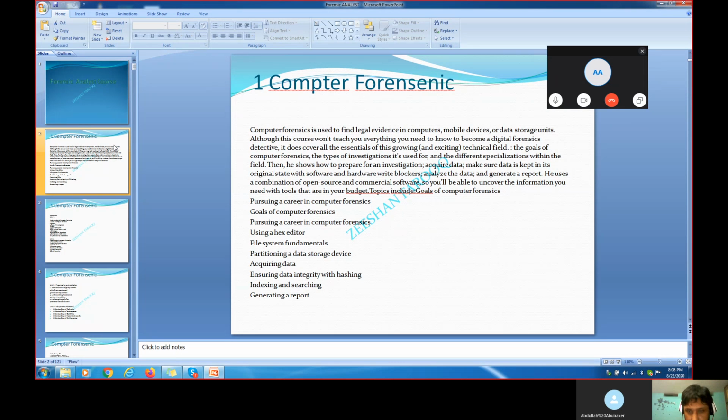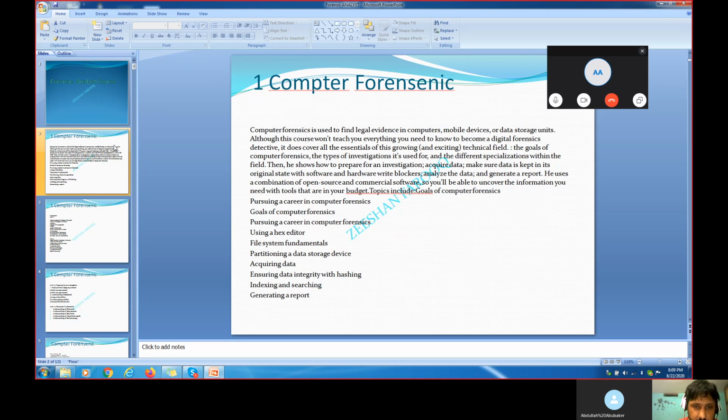What exactly do you have to do in this? What are the essential things required when we try to do this, and what are the basic goals of computer forensics? Computer forensics is the type of investigation we do with respect to hardware and software. For example, if an attacker attacks our hardware, how do we investigate that? If an attacker attacks our software, how do we investigate that? What exactly is the process? How exactly do we analyze the data? How exactly do we generate the report on that?